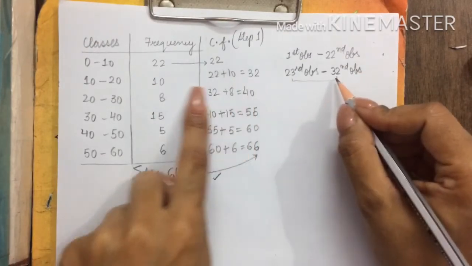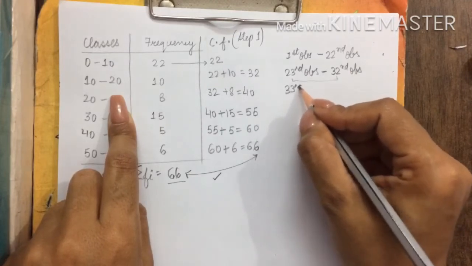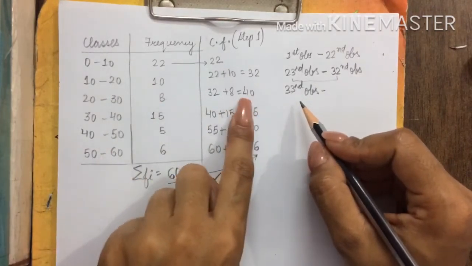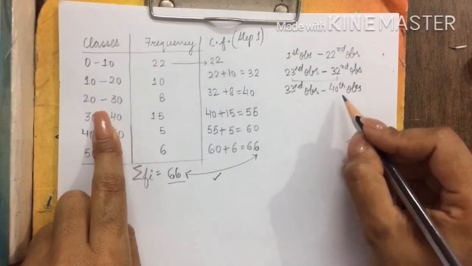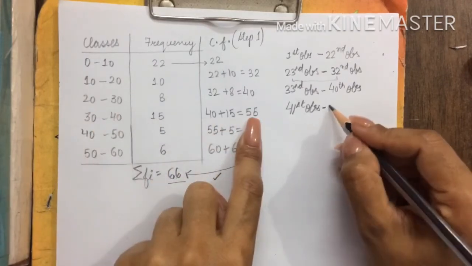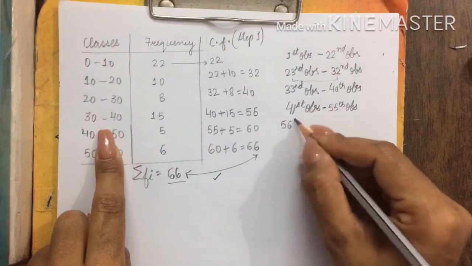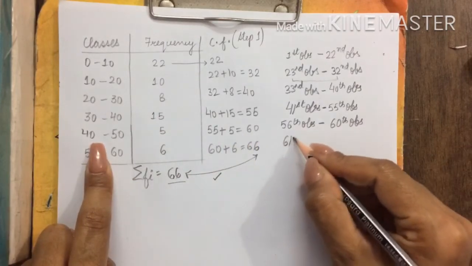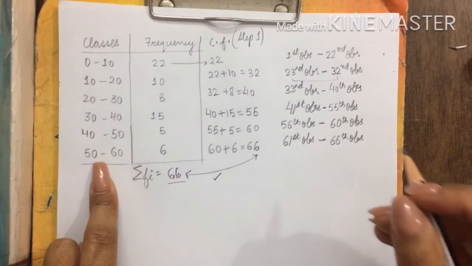This list of observations would be in this class from 10 to 20. Then the next observation will be the 33rd observation, from the 33rd up to the 40th observation. These observations will belong to this class. After the 40th observation, I have the 41st observation, so from the 41st onwards up to the 55th observation, these values will belong to this class. Then the 56th observation onwards up to the 60th observation, the values would belong to this class. Then the 61st observation onwards up to the 66th observation, these values will be in this class.